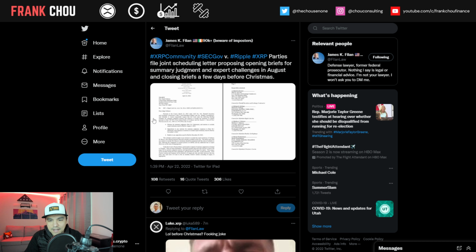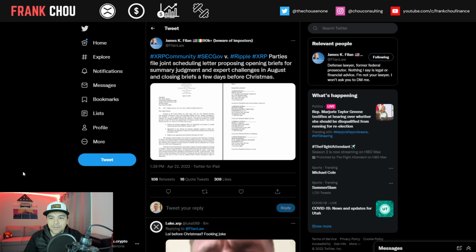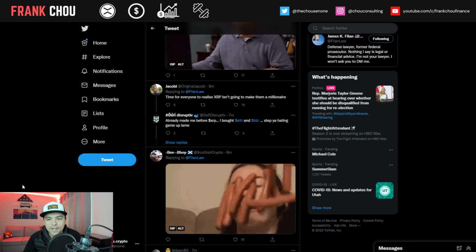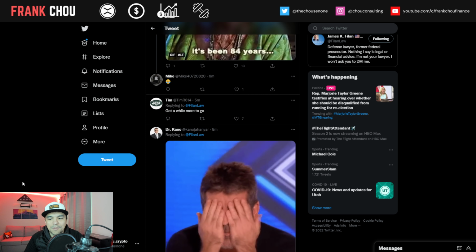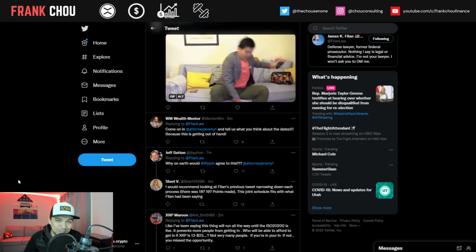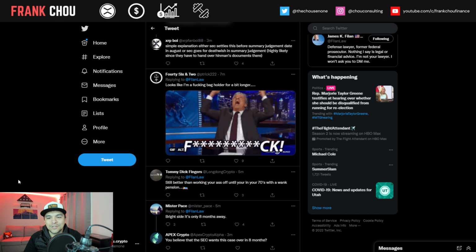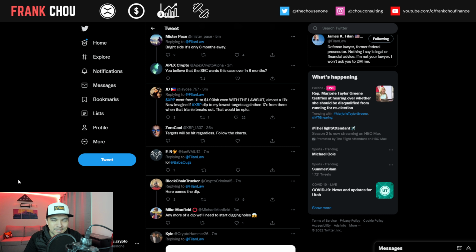Plus, this, as you can see in the document, is just for the actual filings, right? So you've got motions, oppositions, replies, but there's still going to be action even after that, right? We still would have to wait for the final decision coming from the court. So you can see the response among the community is that of frustration, emotional damage, and a lot of unhappy folks as we have to continue to wait to see an outcome from this case.